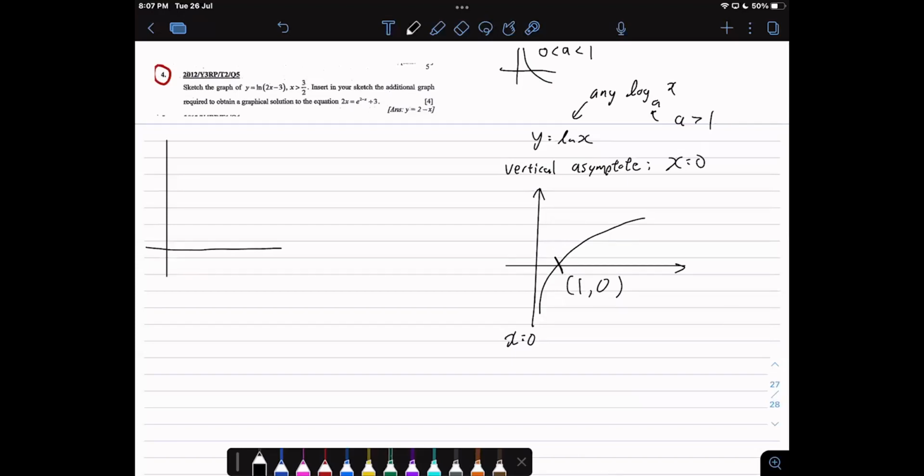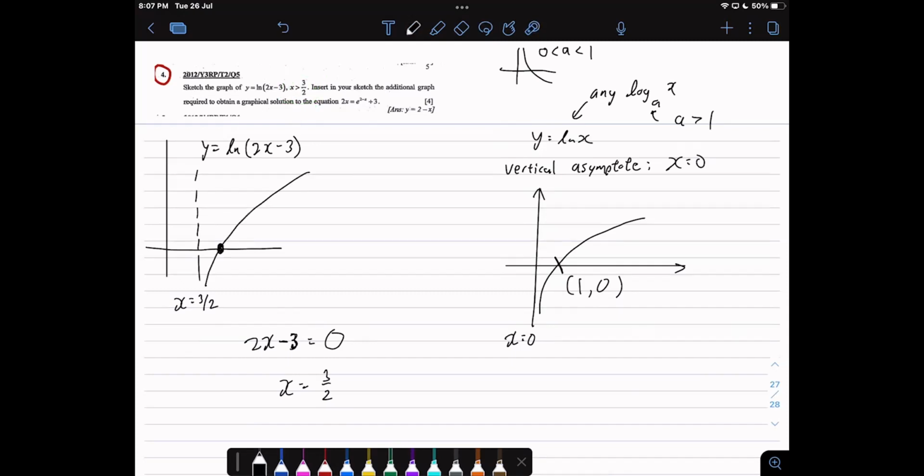Then now we want to draw the graph of y equals ln(2x minus 3). The key thing here to take note is you must first have the vertical asymptote, and that happens when the argument, the inside of the ln, is equal to 0. Solving, you get x equals 3/2. So that's why you should have a vertical asymptote at x equals 3/2, and that's why they also say x more than 3/2. Your graph will look something like this.